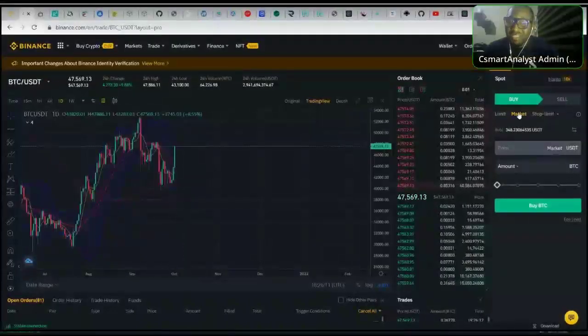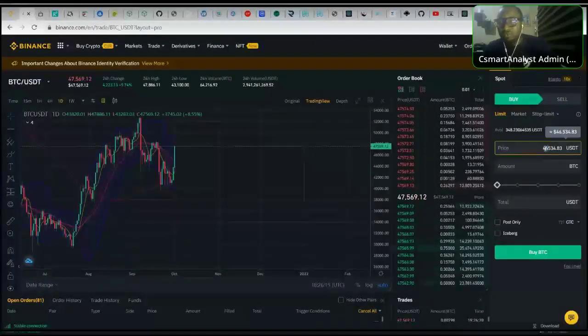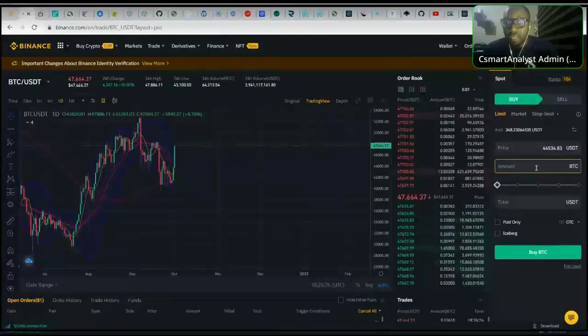If you want to place at limit, that means limit allows you to enter the price you want. I can decide to buy when Bitcoin jumps to a certain price, and I can enter the amount I want to buy, probably one Bitcoin, or you can just drag this to the percentage.